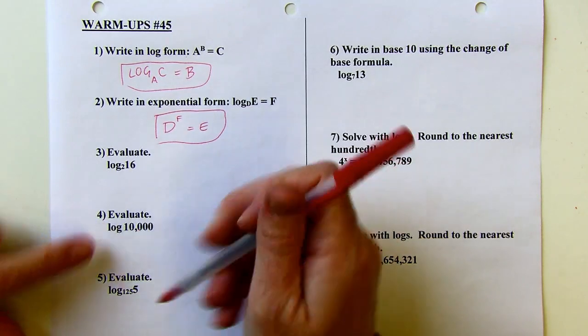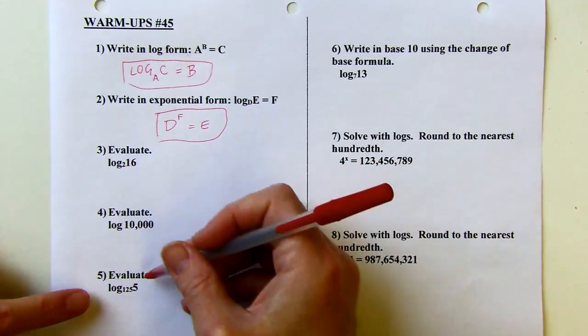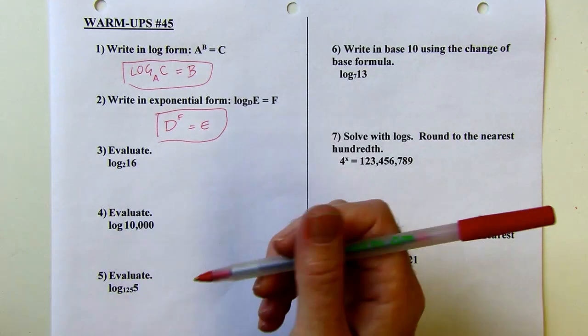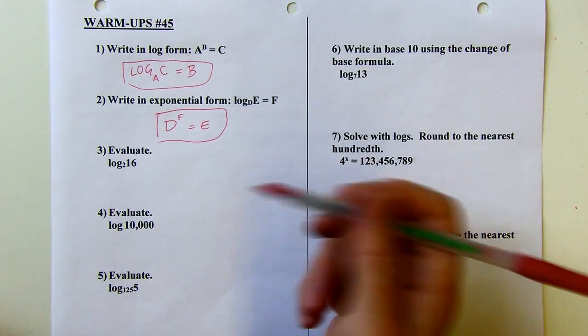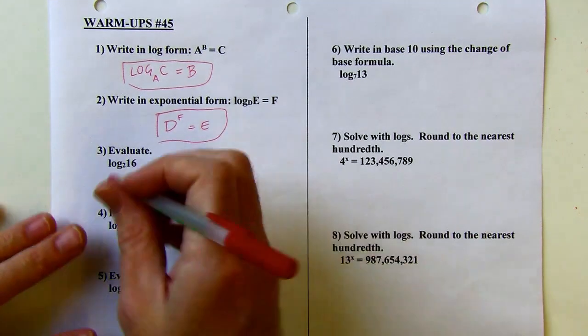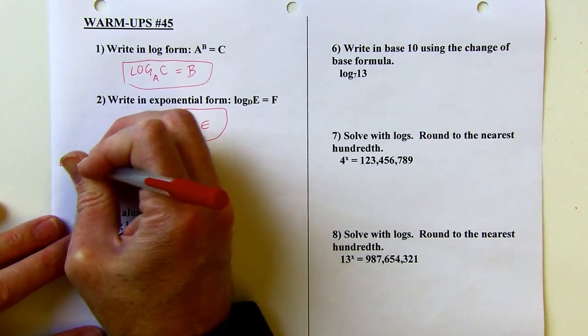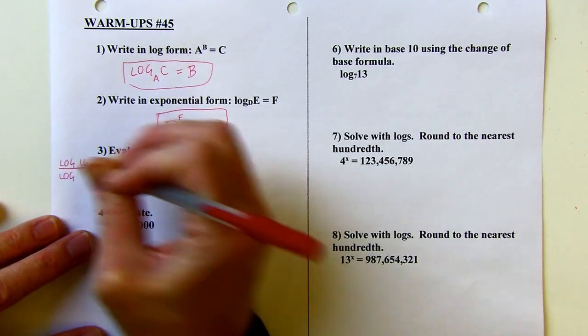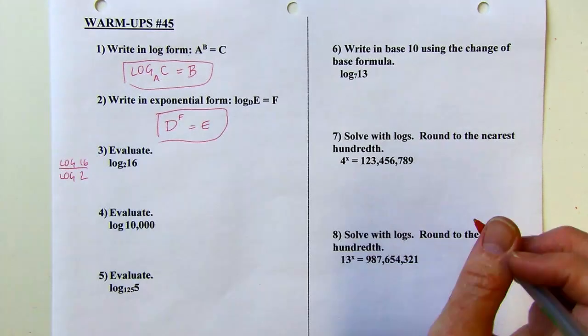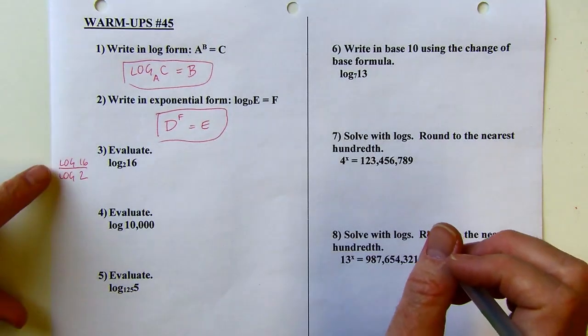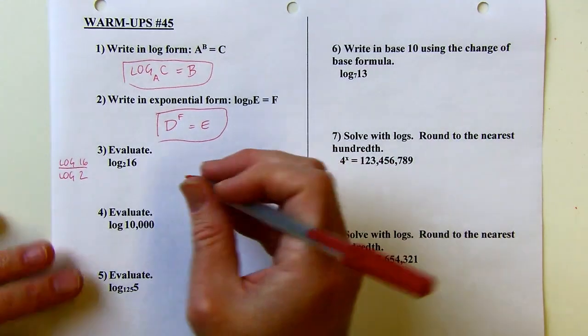These three problems, you can do all of these with a calculator, but only this one is in base 10. This one's in base 2, and this one's in base 125. Most calculators are going to use base 10. Some calculators you can put whatever base in. But if I wanted to do this in my calculator, I'd use change of base formula, which would mean I'd write this as log 16 over log of 2, okay? And you can type that into your calculator, but I can actually do this without a calculator at all.